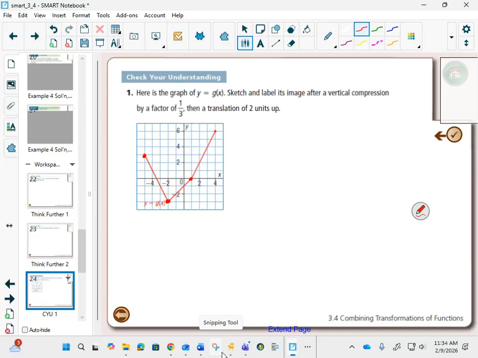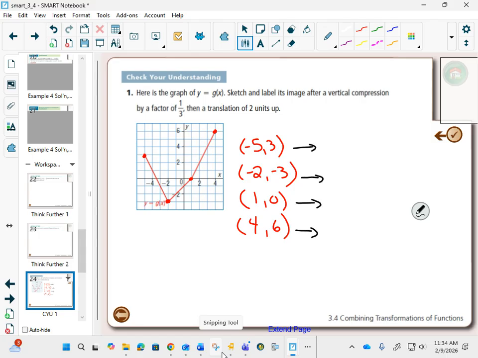We need to know where each of these 4 points is going to go. If I want to show my work, I'm going to label that first point as -5, 3, the second point at -2, -3, third point is at 1, 0, and the fourth point at 4, 6. I'm going to do 2 sets of arrows.